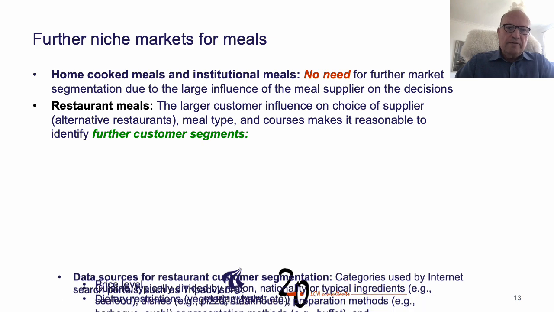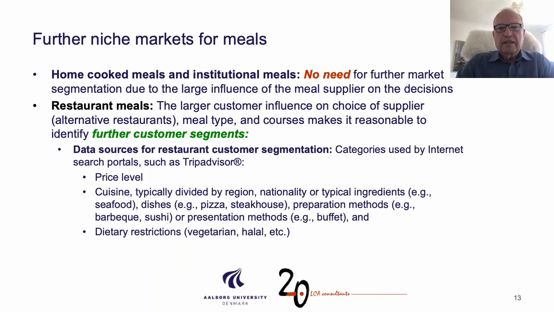And the information for this we can find in different internet search portals like TripAdvisor, where you can search for restaurants according to their price level, according to what cuisine, like region, nationality, or typical ingredients like seafood, or dishes like pizza or steakhouse, preparation methods like barbecue and sushi, or presentation method, for example, buffet versus table service.